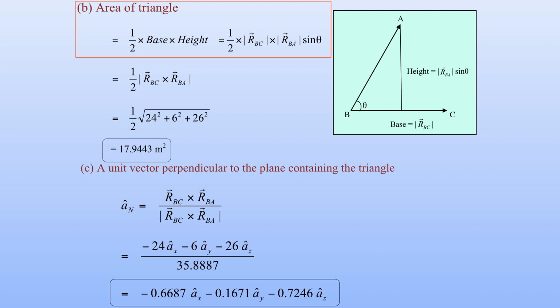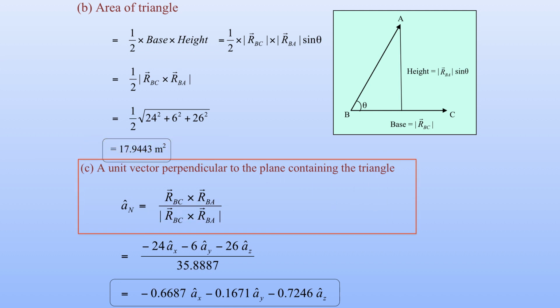Let us review this slide. We found the area of triangle as half base height. So base and height are obtained as a magnitude of cross product, that is mod of RBC. So 1 by 2 mod of RBC cross RBA. This mod of RBC cross RBA is nothing but magnitude of cross product obtained in part A. So we substitute it and simplify like this: under root 1 by 2 under root 24 square plus 6 square plus 26 square, it comes down to 17.9443 meters square.